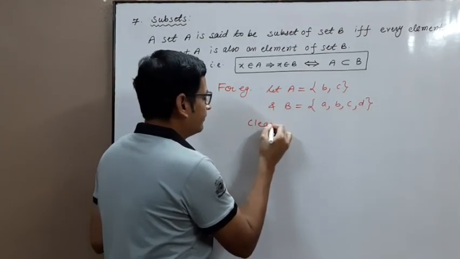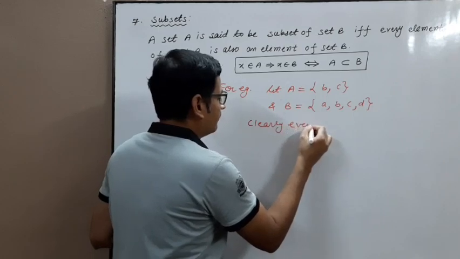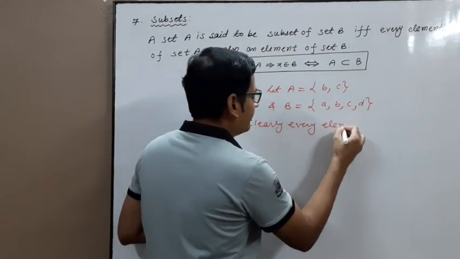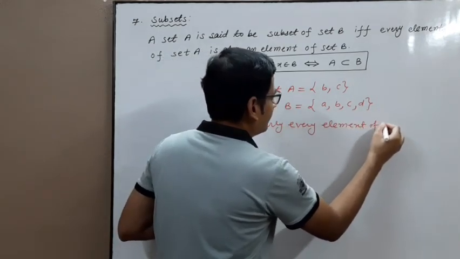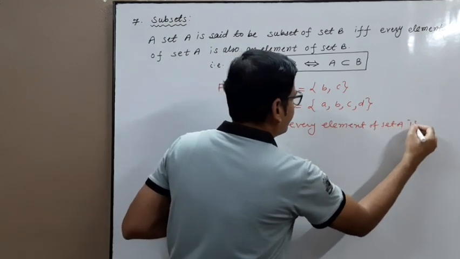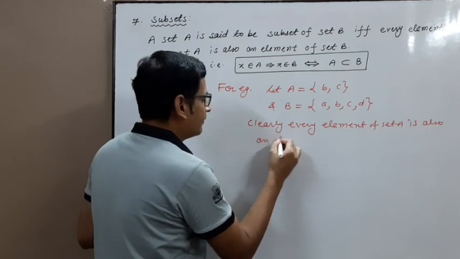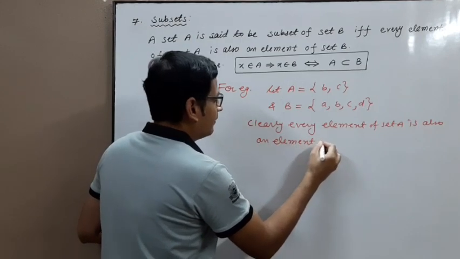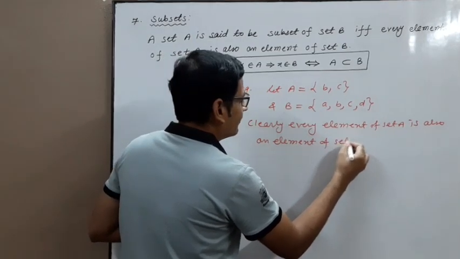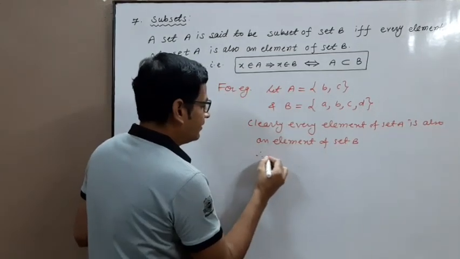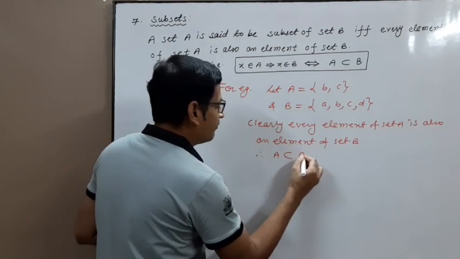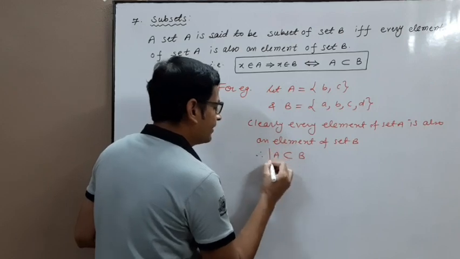Clearly, every element of set A is also an element of set B. Therefore, A is a subset of B. This is the symbol of subset.